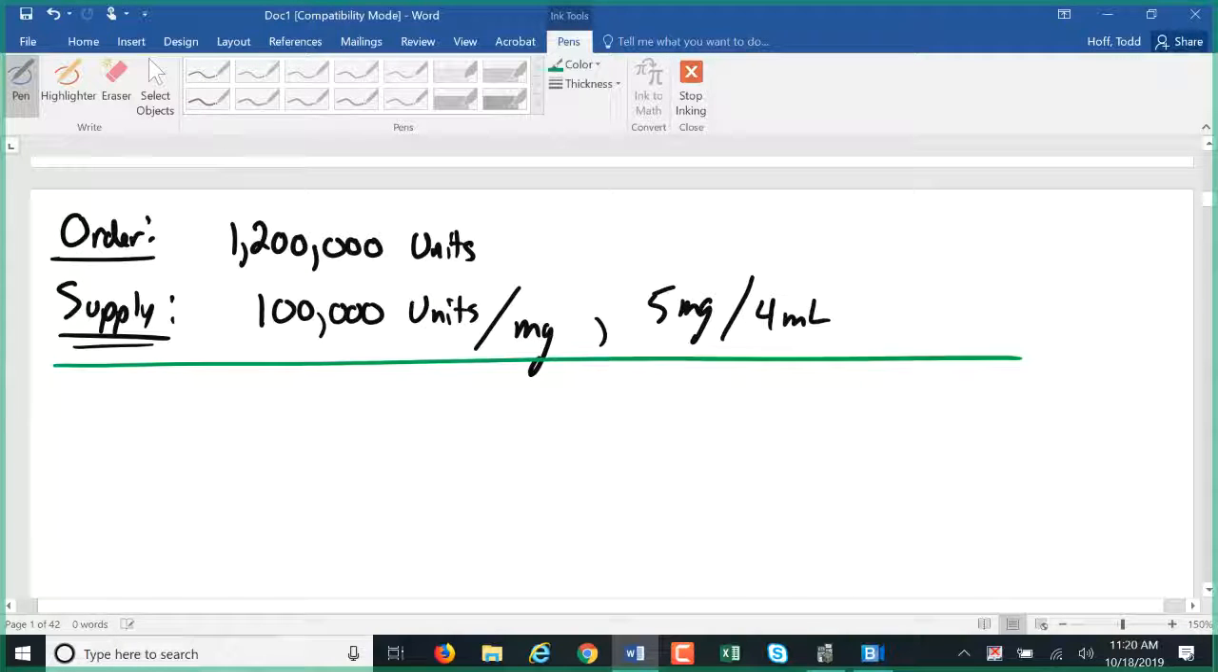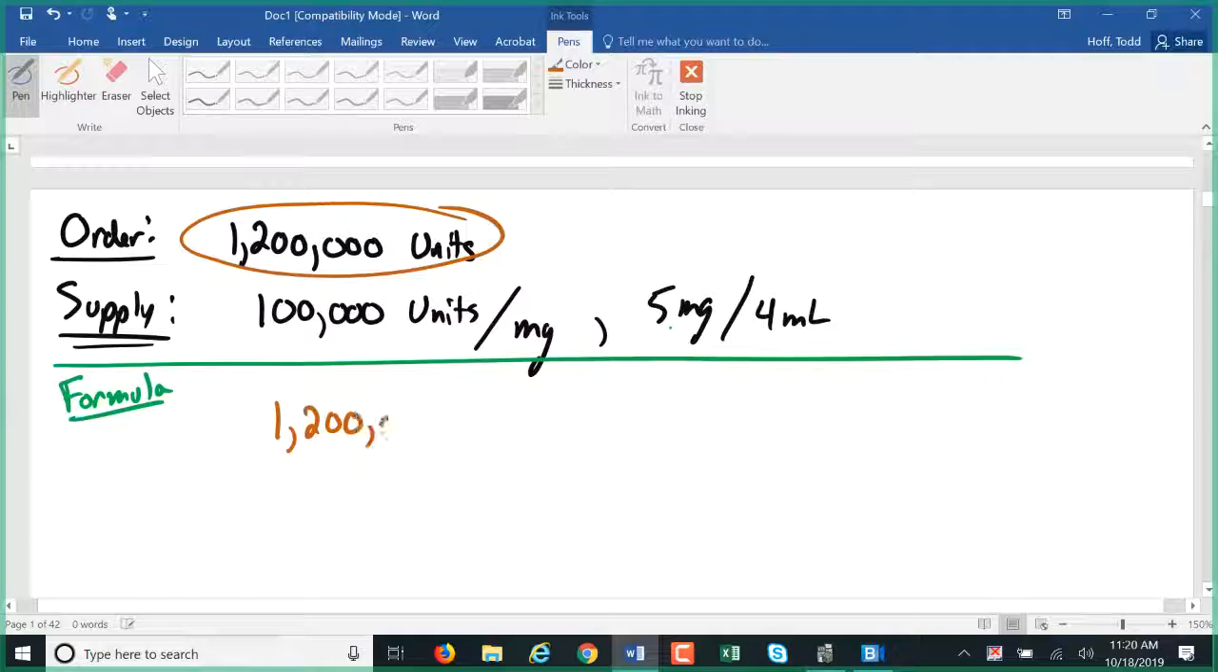We're using the dosage calculation formula here. What we need to administer to the patient is going to be milliliters. This is a liquid medication, so we're going to administer it to the patient in milliliters. We're going to use the dosage calculation formula. We start with 1,200,000 units.